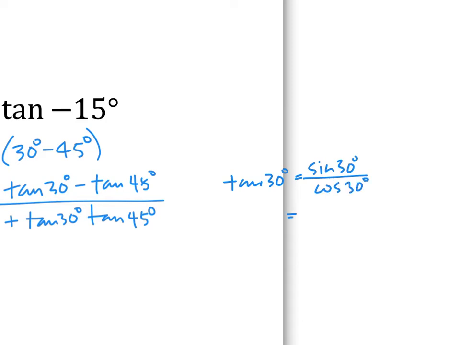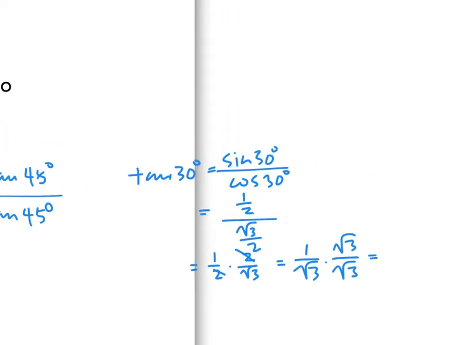Okay, so make sure you write sine 30 over cosine 30, not sine over cosine with a common 30. That doesn't make any sense. Okay, sine 30 degrees is going to be 1/2. Cosine 30 degrees is square root 3 over 2. So complex fraction, we have top fraction multiplied by reciprocal of the denominator. So we get 1 over square root 3, and we want to rationalize that. We get square root 3 over 3.